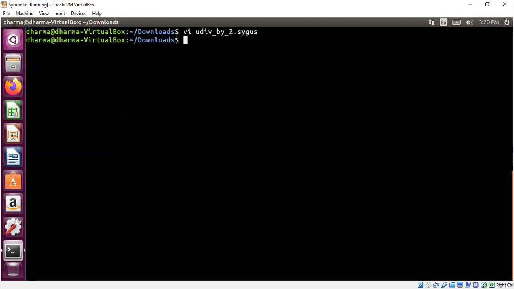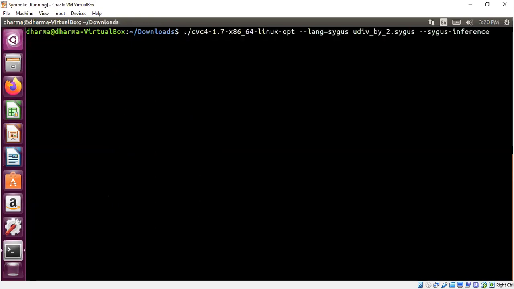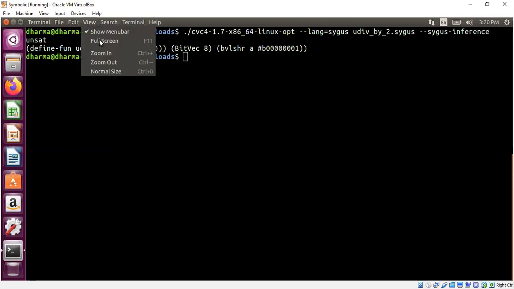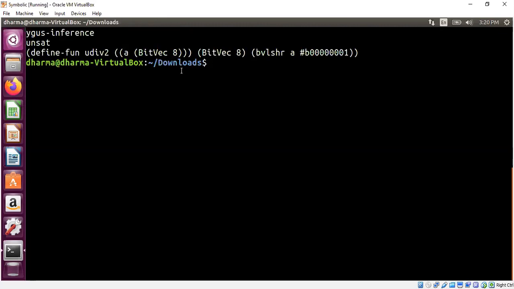Okay, so let's try this. I'm going to run this now for the case when we are dividing the input by 2, and it came back very quickly, in a fraction of a second. The synthesized program is much easier to see now. Let me write it here for you.